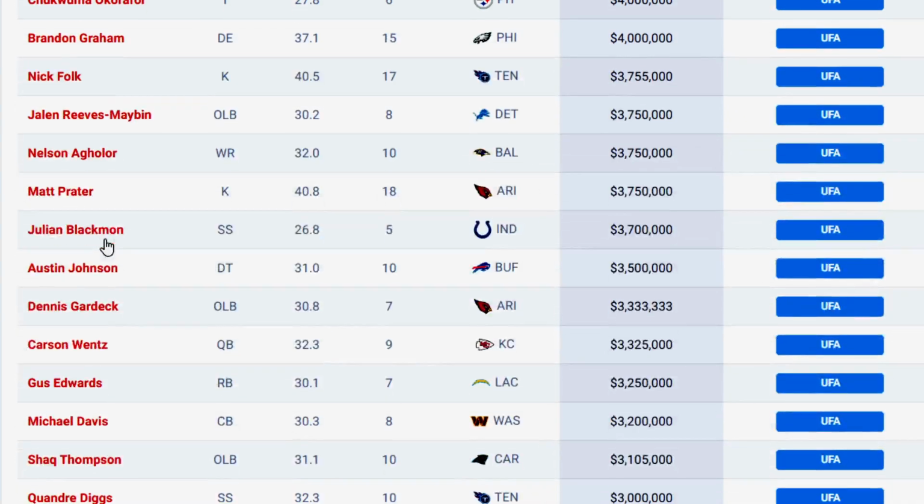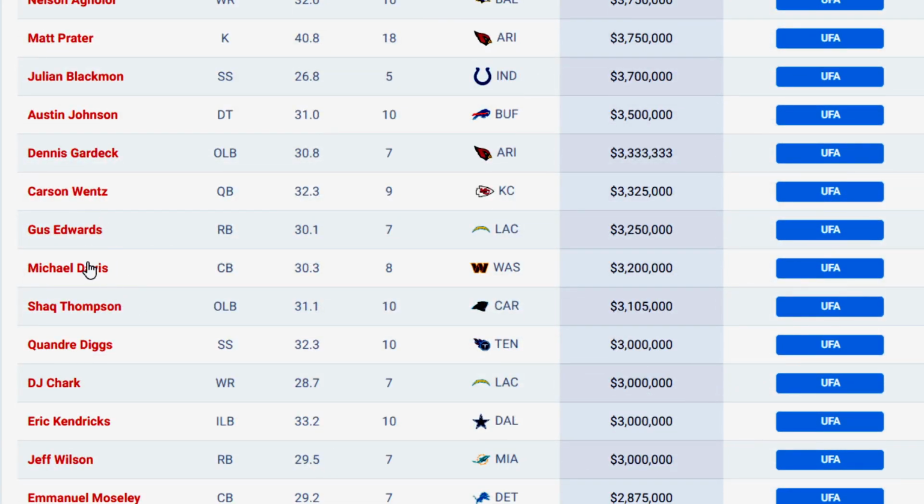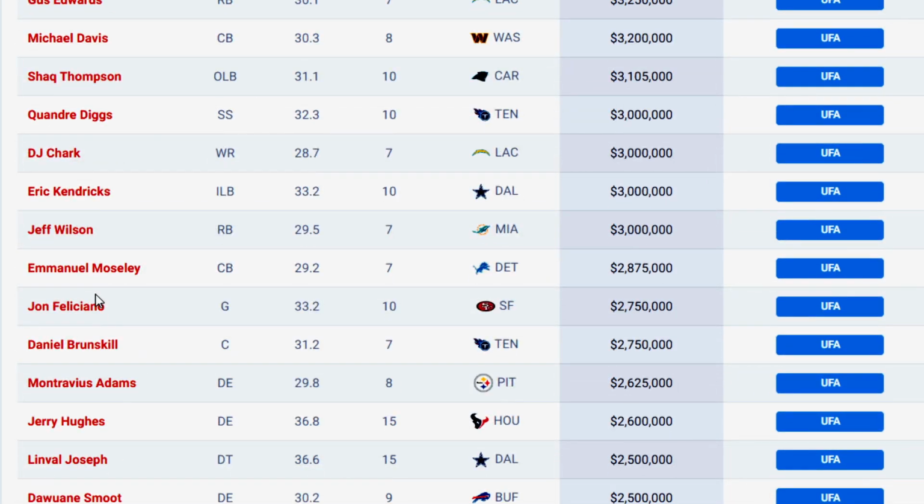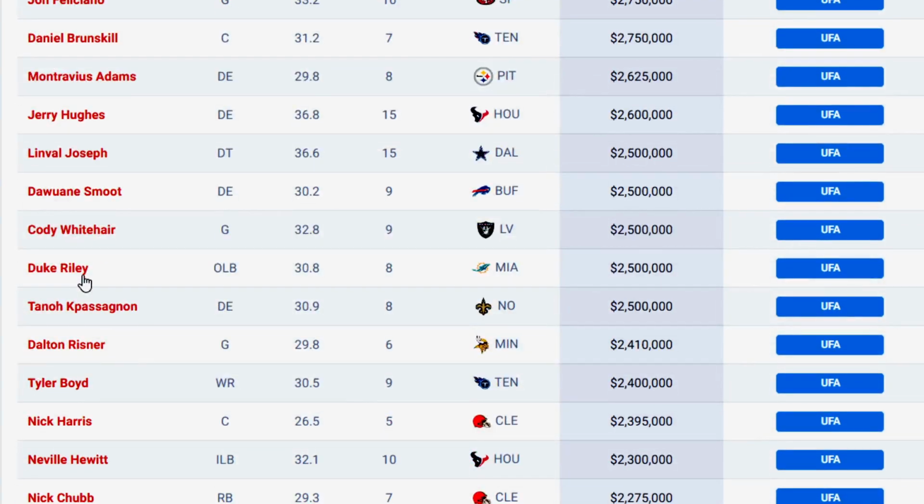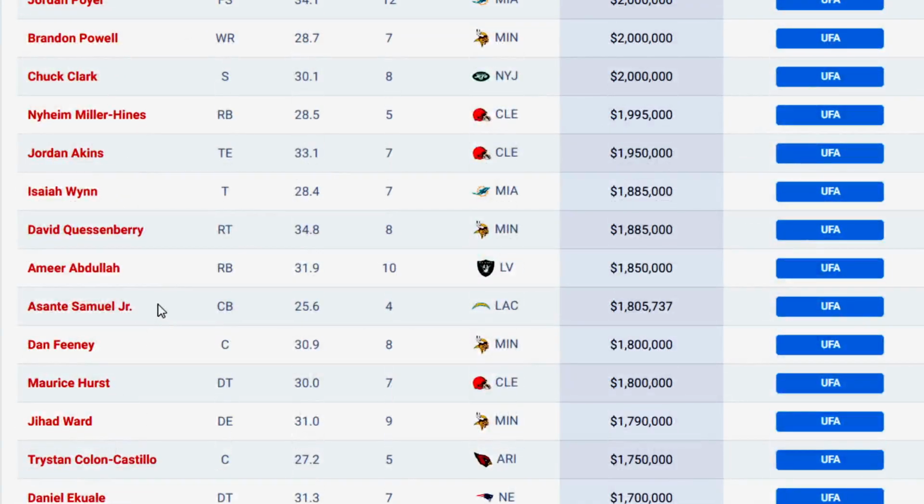We signed Trent Brown right around this time period as well. Last year we signed Trent Brown at this time period. I don't know why I said 2 years ago. Last year we did. So it's right around this time period where we start to look into free agency.